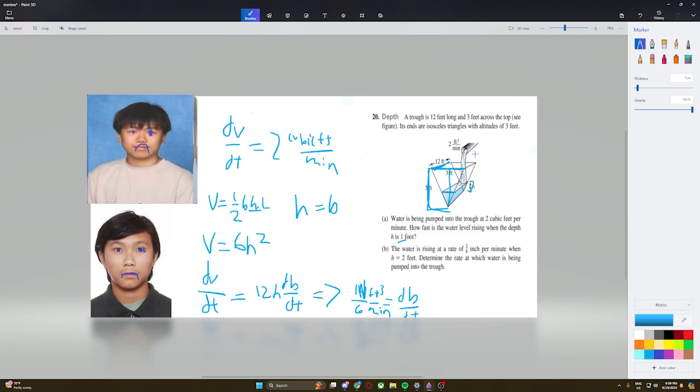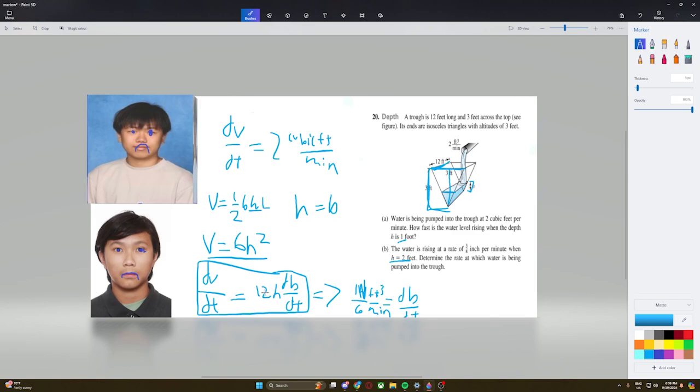Now, let's do B. The water is rising at a rate of 3 over 8 inches per minute when h equals 2. Determine the rate at which water is being pumped into the trough. So now we have to find dV over dt, given that dh over dt equals 3 over 8 at h equals 2. So this equation stands no matter what. So basically we're solving for dV over dt, which is just use this equation and plug in the knowns, which is 2 and 3/8, and you get dV over dt. So let's just do that.